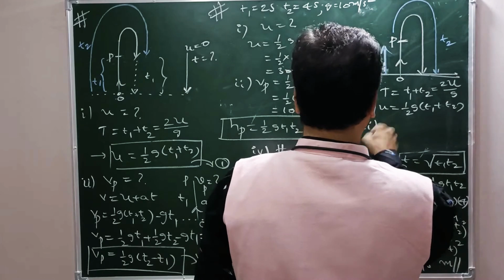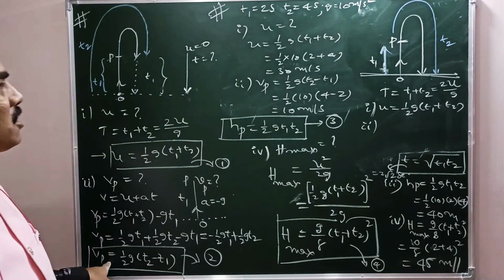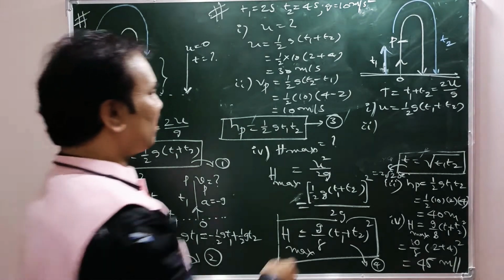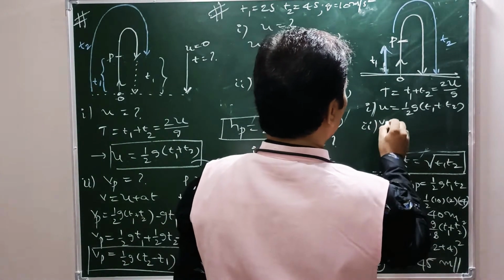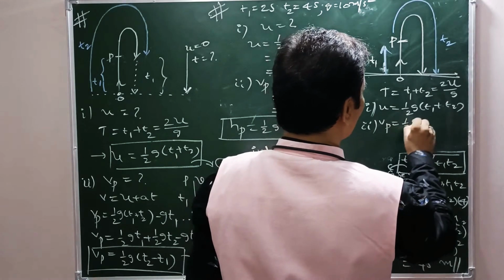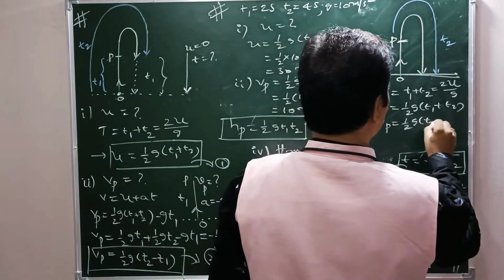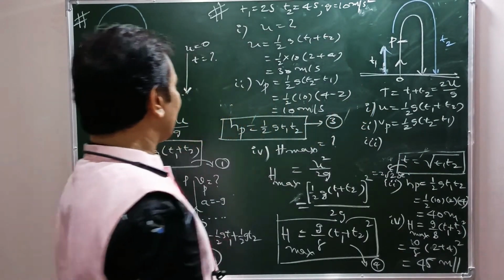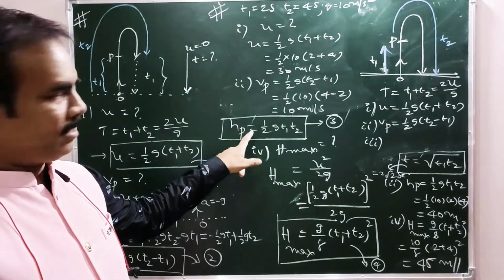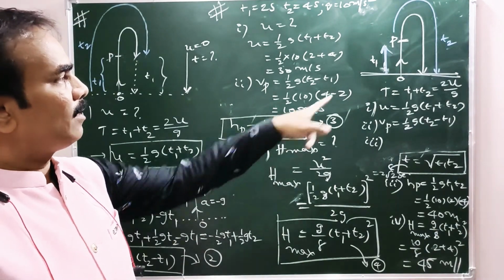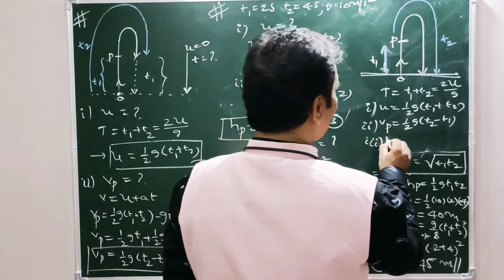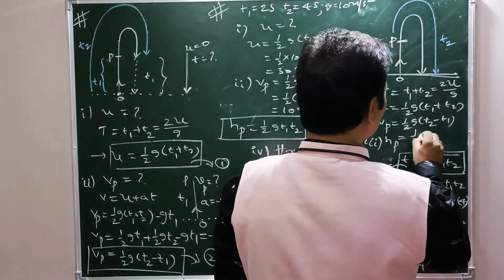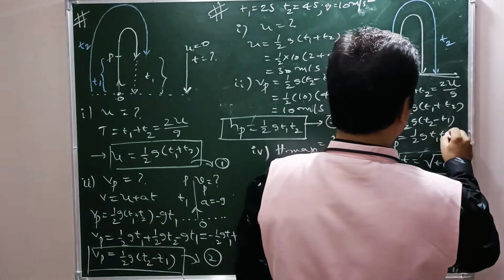Question number 2. What is question number 2? Velocity of the particle at P. That is the same: half G into T2 minus T1. Question number 3. What is question number 3? Height of the point P from the ground. H suffix P equals the same, half G T1 T2.